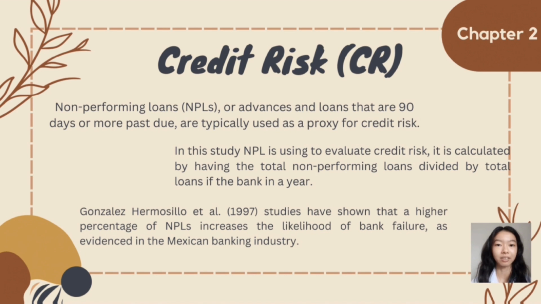Firstly, credit risk is used as a dependent variable in this study. Credit risk is calculated by a loan that is 90 days past due divided by the total loan of the bank. A study by Gonzalez, 1997, shows that an increase in non-performing loans will increase the likelihood of bank default.